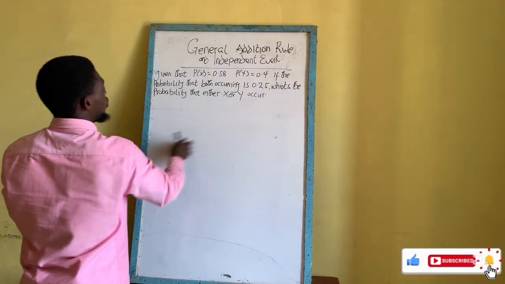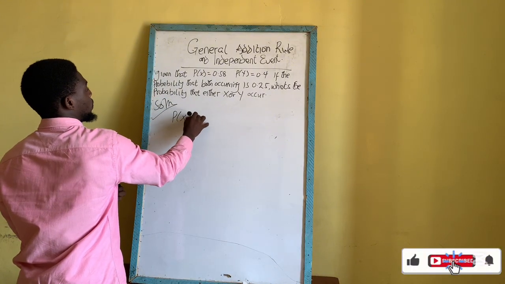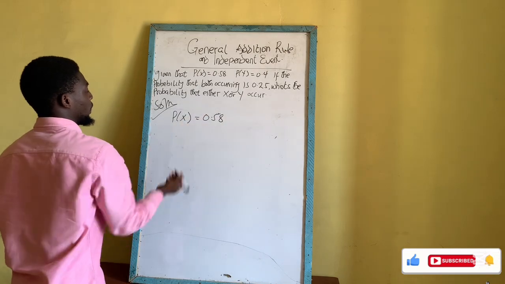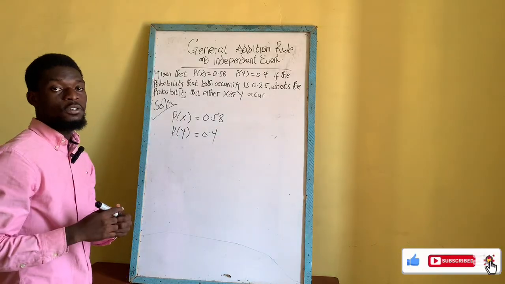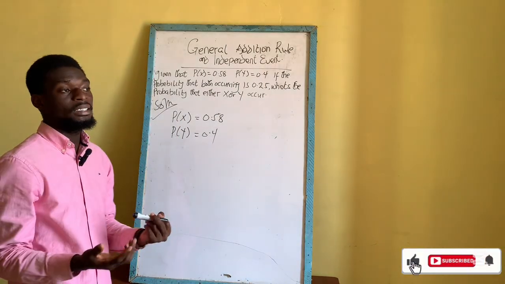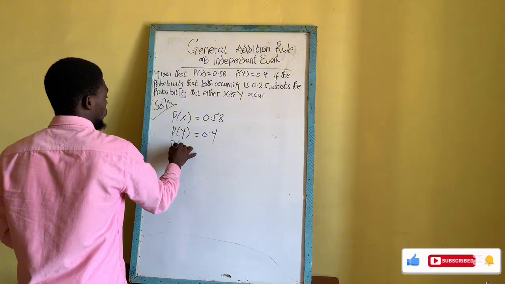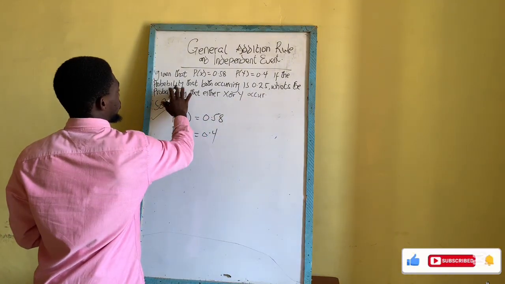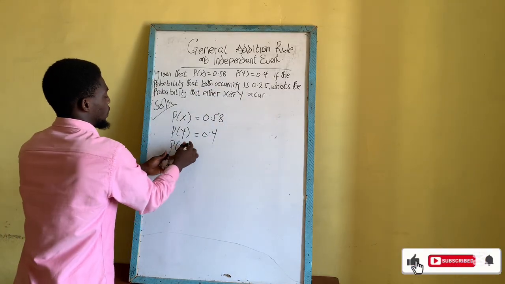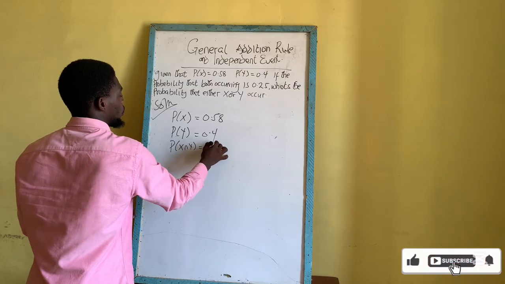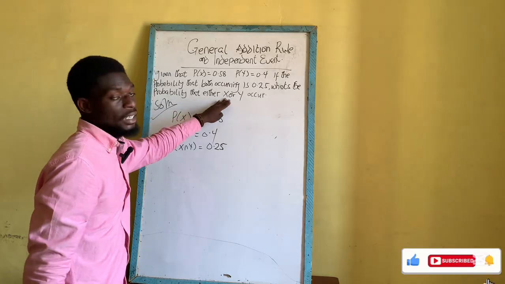So we are given, in our solution, the probability of X equals 0.58 and the probability of Y to be 0.4, and the probability of both occurring at the same time, that's the person having a savings account and a current account at the same time, is 0.25. Find the probability that the person is having either X or Y.